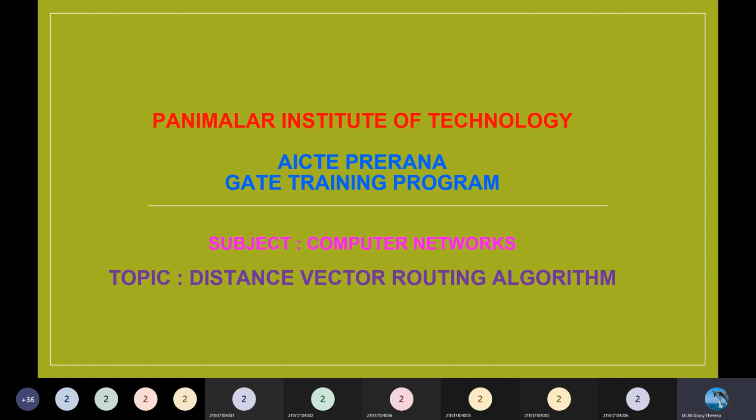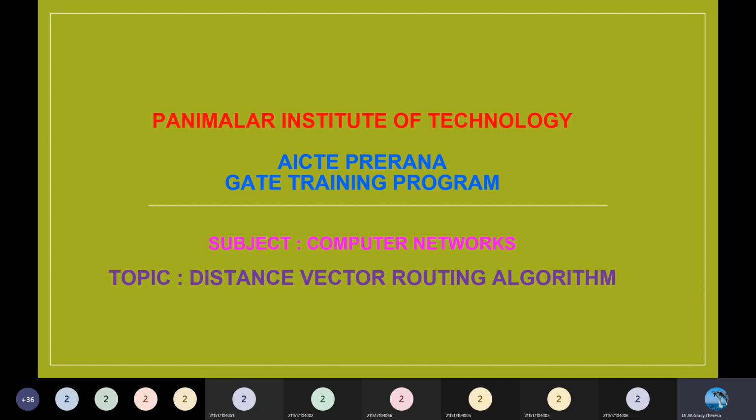As previously, we have discussed the data link layer. In the previous classes, we studied the functionalities of the data link layer. Now we are going to study the topic of the network layer. This is the third layer of the OSI model, the network layer, and we are going to study the functionalities that are there in the network layer. So let me go to the topic.